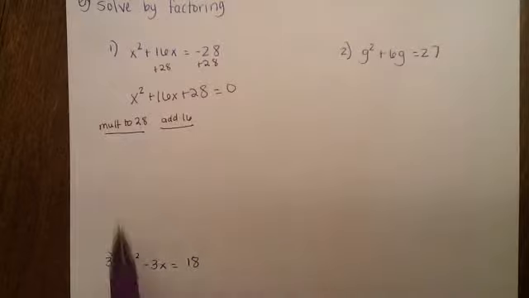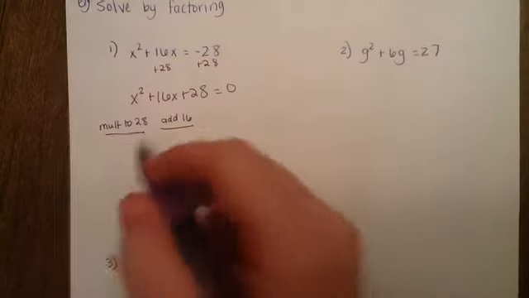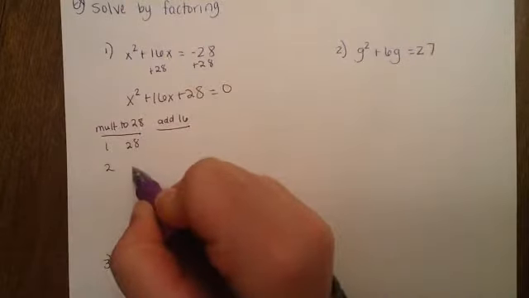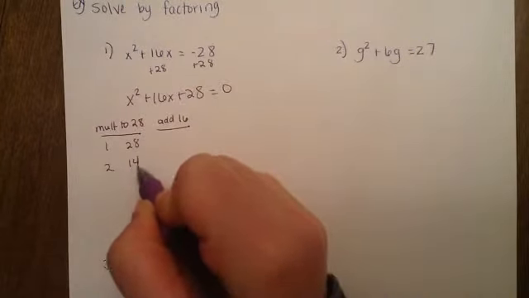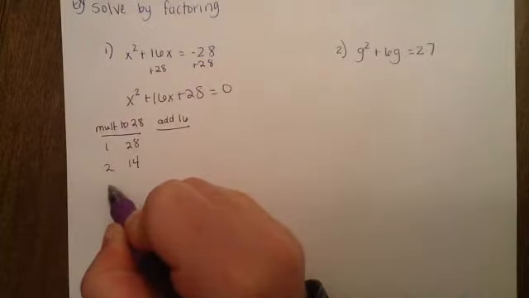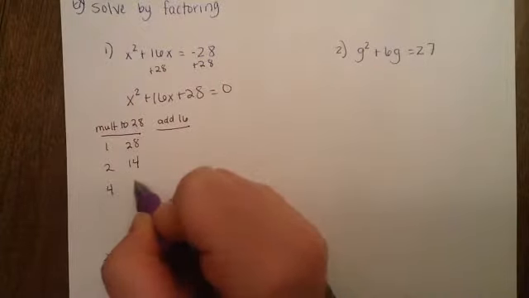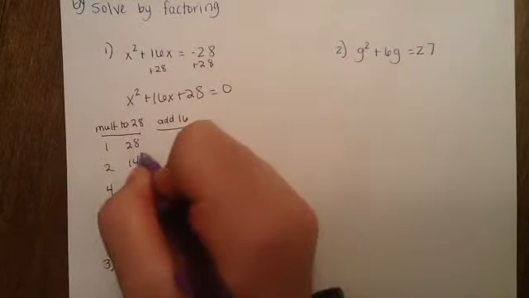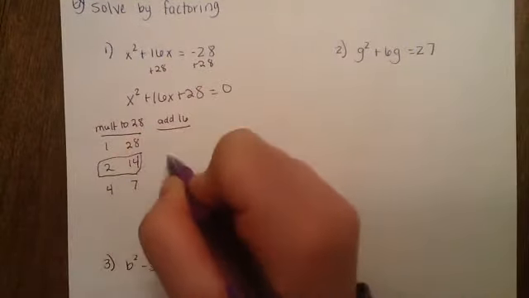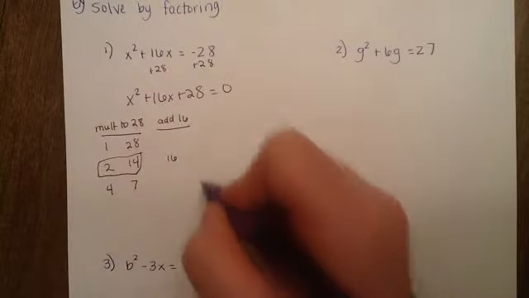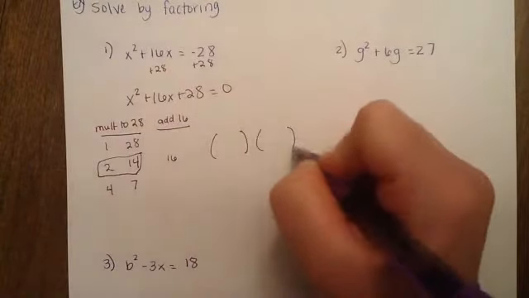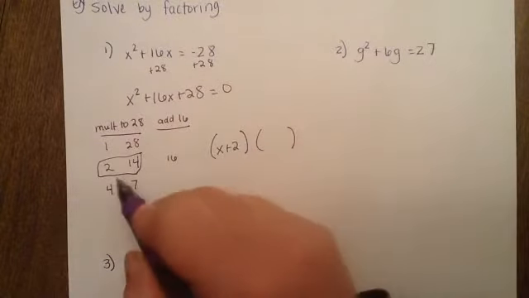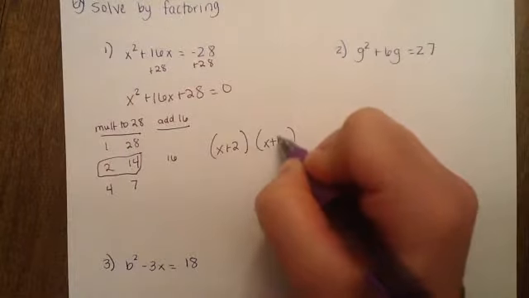Let's see how you did. Multiples of 28. 1 and 28, 2 and 14. What else? 4 and 7. Which one added to 16? 2 and 14 added to 16. So inside your parentheses we have x plus 2 and x plus 14.